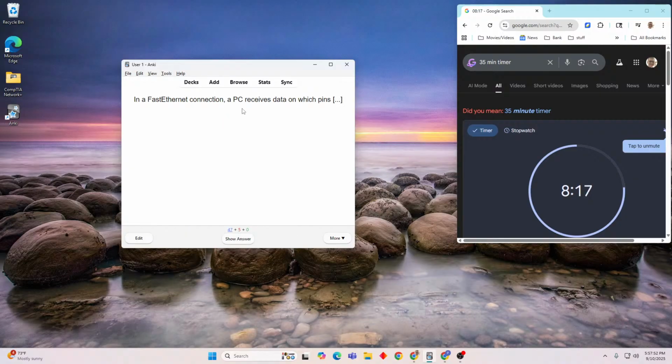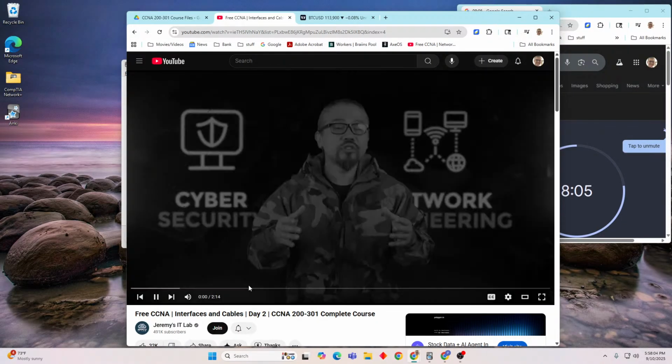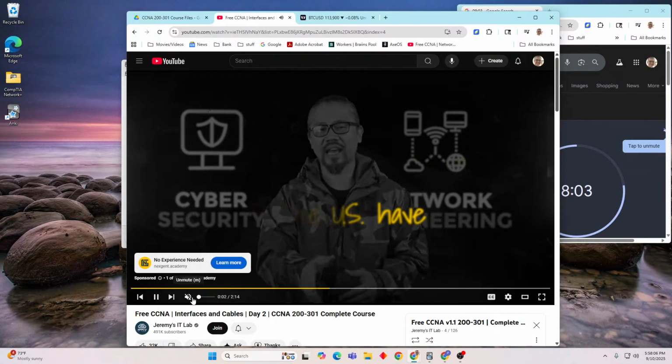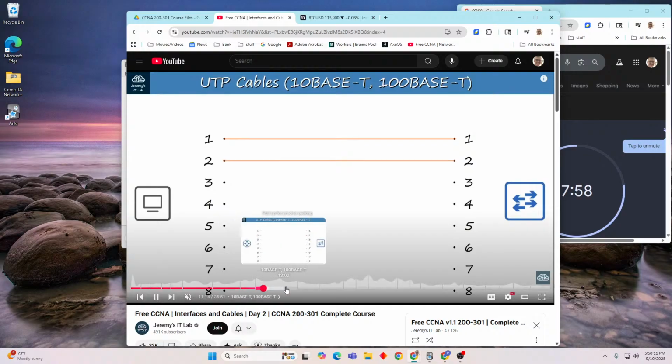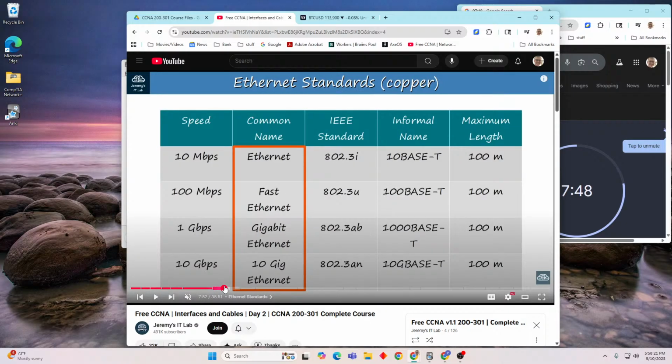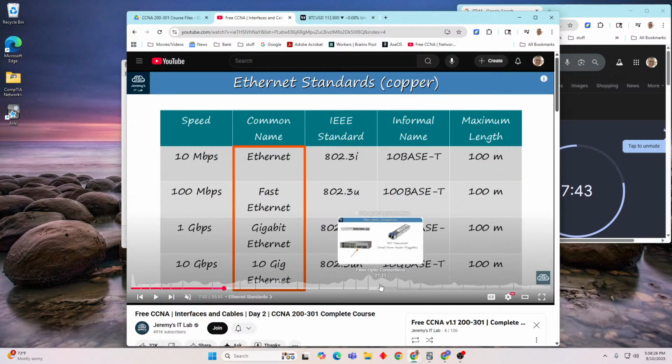In a fast Ethernet connection, a PC receives data on which pins? Fast? Fast? Straight-through cable, crossover. Okay, the internet speeds are Ethernet standards for copper. So does fast mean just fiber?